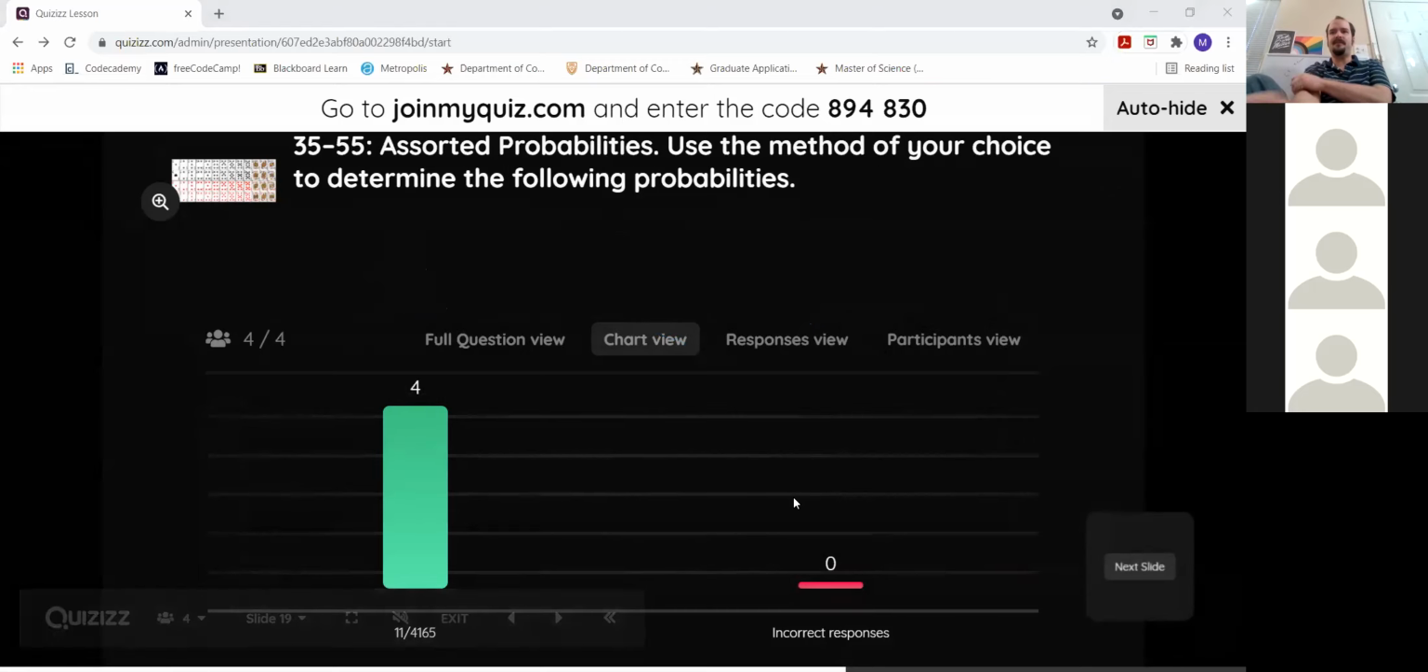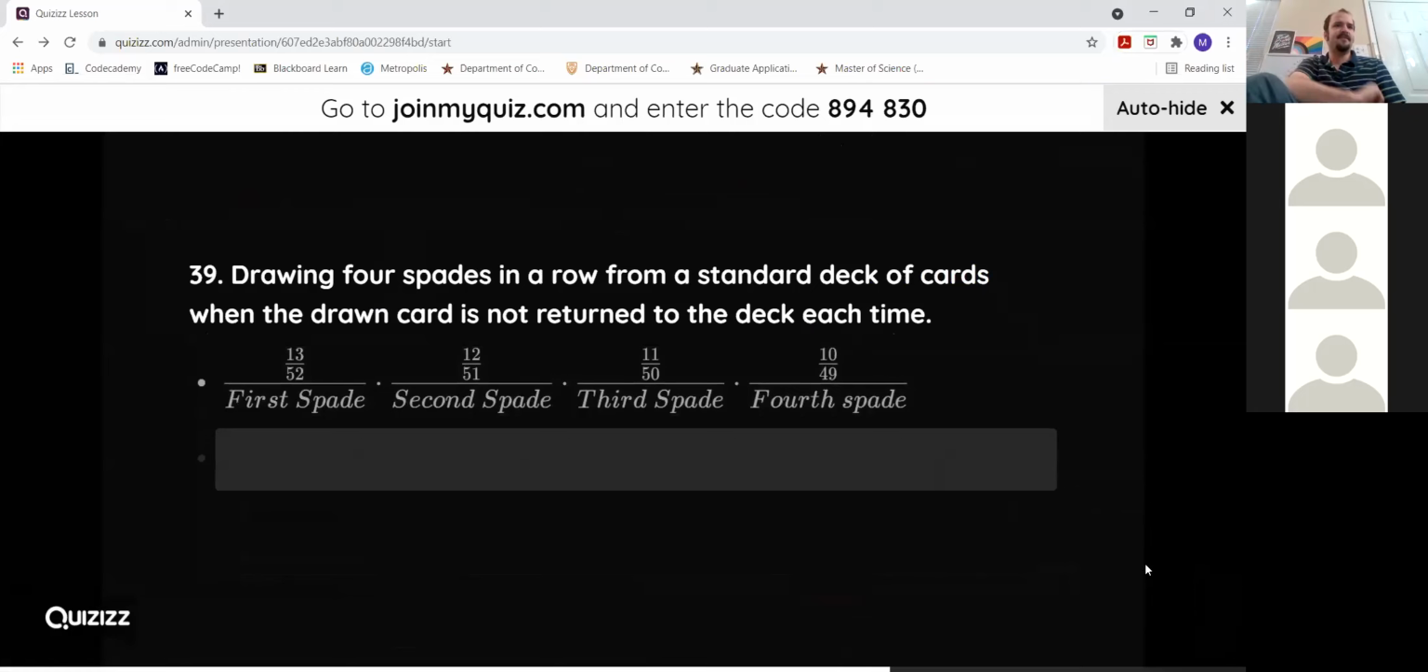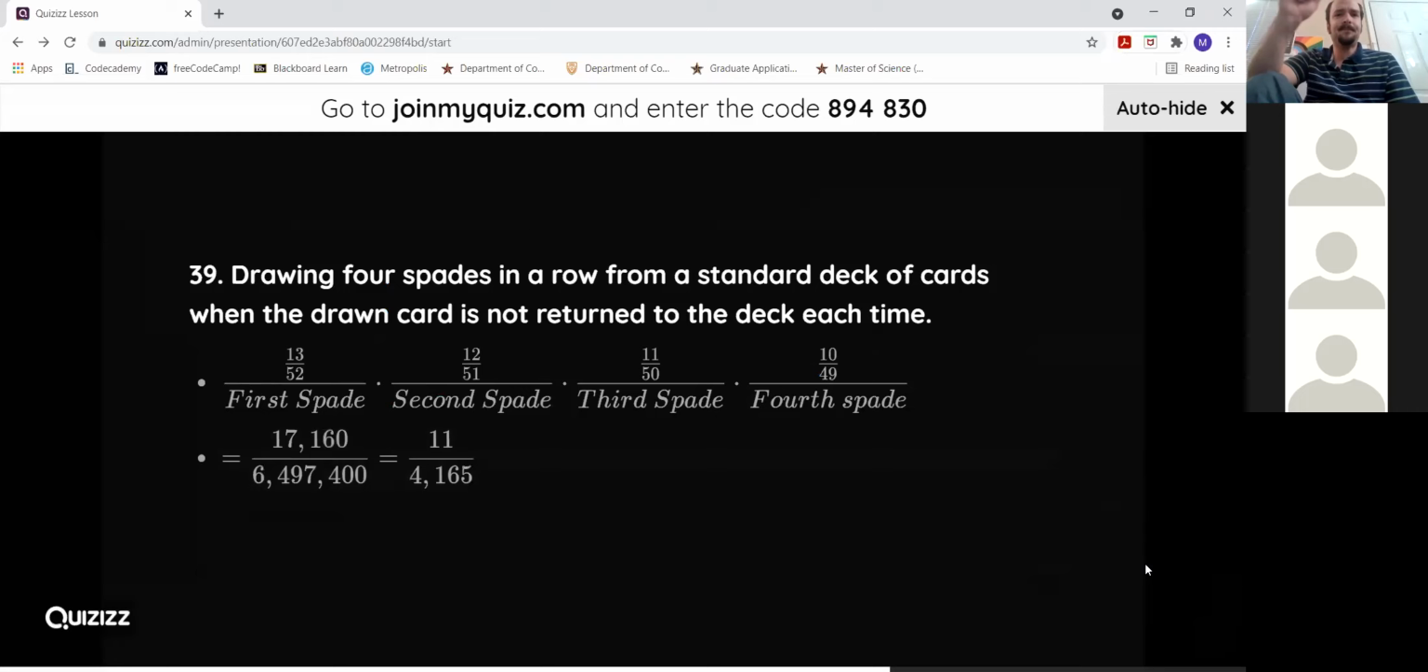And so I gave you a little bit of a hint. But how do we find this? So my first spade is 13 out of 52. Each one is going to go down one after that. So this is that dependent pattern happening. We got our first spade, second spade, third spade. 17,160 I believe is what I get for the top, and 6 million something for the bottom. I divide those, I get 11 out of 4165 is what we got. Questions about this?